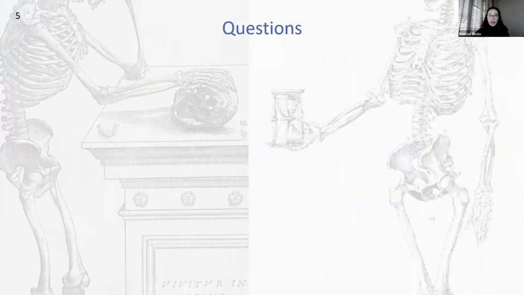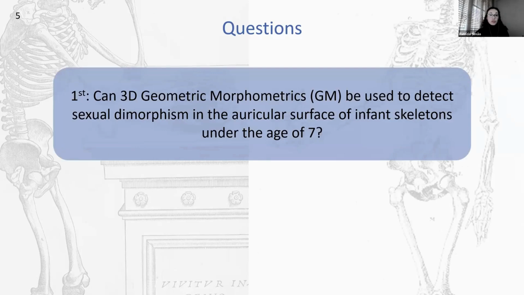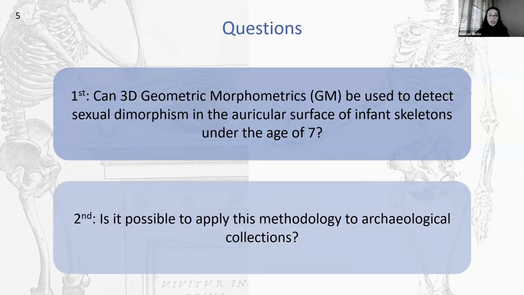So, bearing this in mind, and what information the estimation of biological sex in non-adults can bring for the study of past populations, the present work addressed the following questions. First, can three-dimensional geometric morphometrics be used to detect sexual dimorphism in the auricular surface of infant skeletons under the age of 7? And second, is it possible to apply this methodology to archaeological collections?